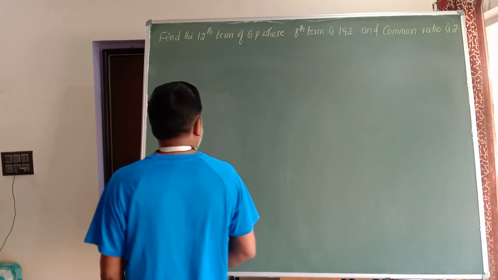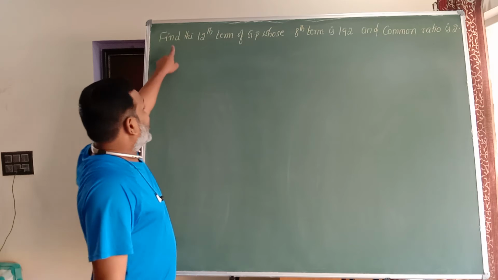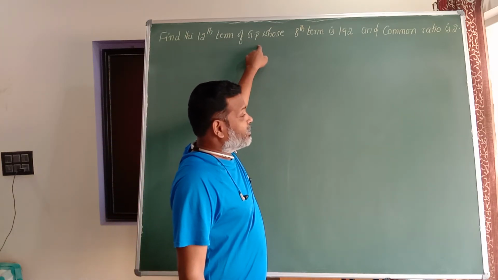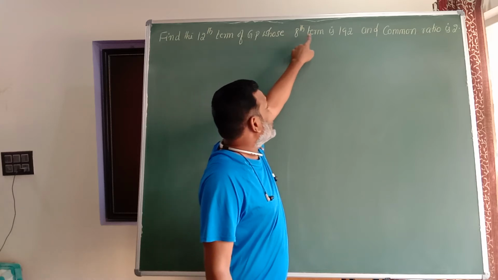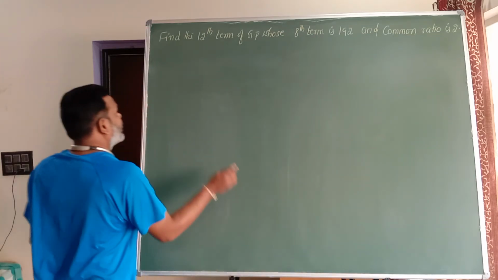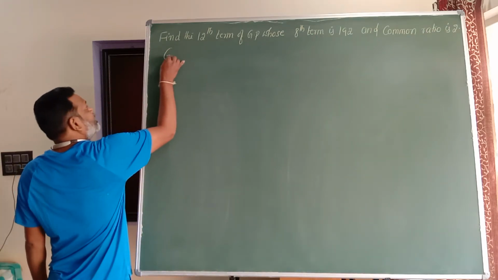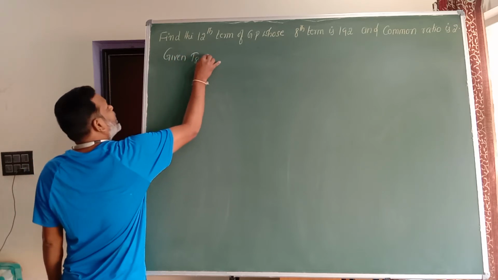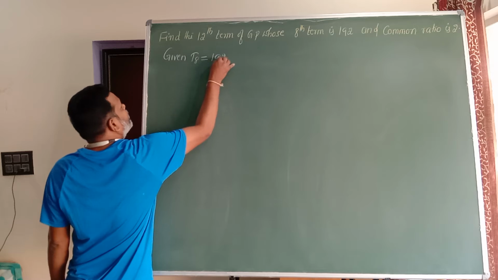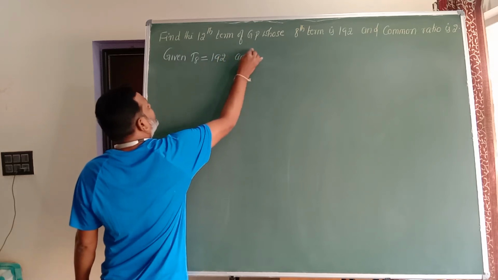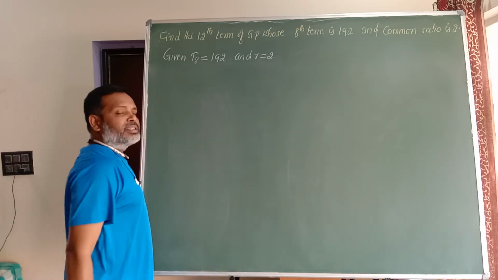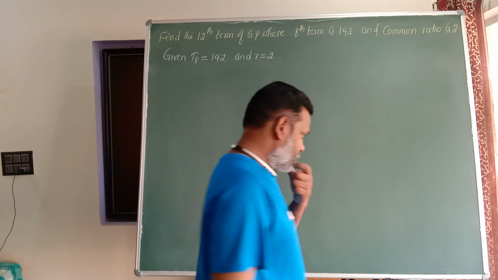Okay. Now write down the data here. Find the 12th term of GP. We need to find out T12. 12th term is nothing but T12, whose 8th term is 192. Given, I can write given. Which term? 8th term, that is nothing but T8 is equal to 192. And they are given common ratio. And R is equal to what? 2.